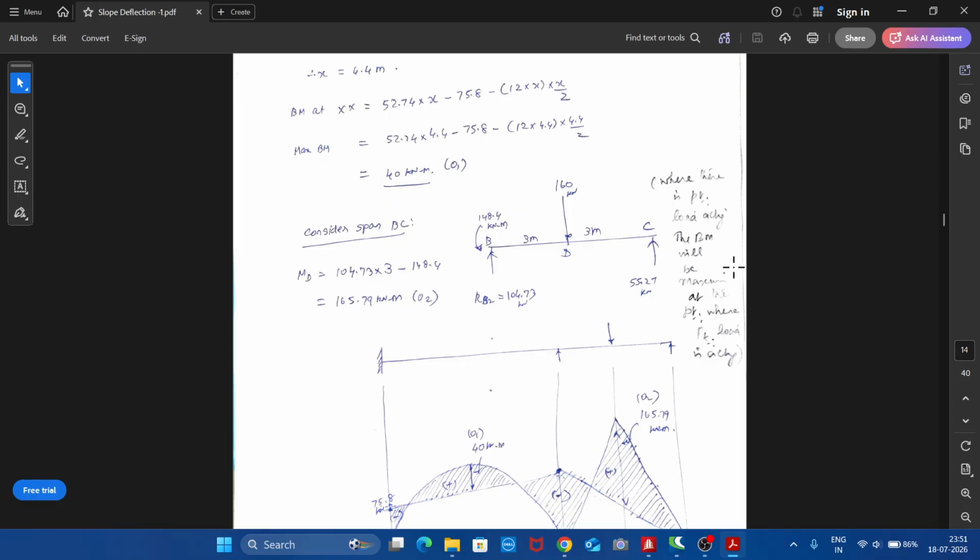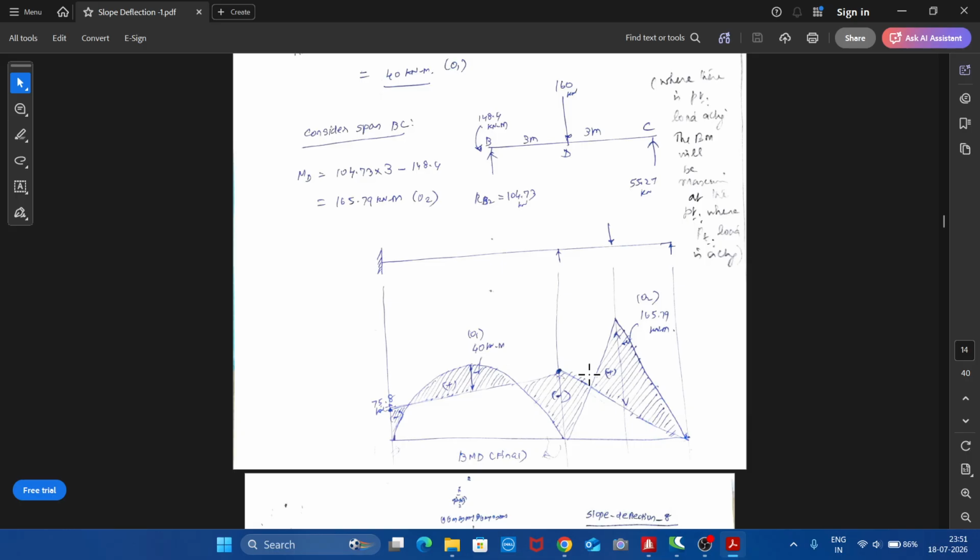Similarly, consider span BC. In case of a point load, the maximum positive bending moment will occur under the point load. So if I find MD, this MD will be equal to either RC into this distance or RB2 into this distance minus 148.4. So 104.73 into 3 minus 148.4. That will be the value of the maximum positive bending moment at D.